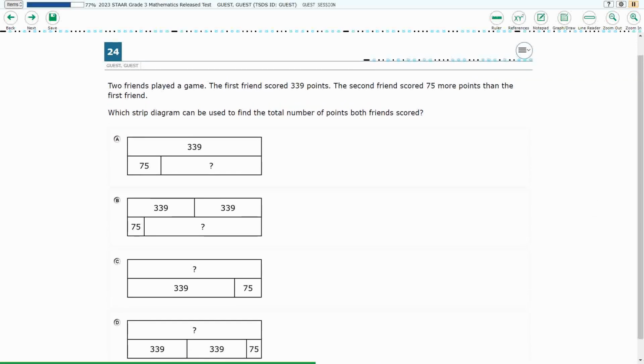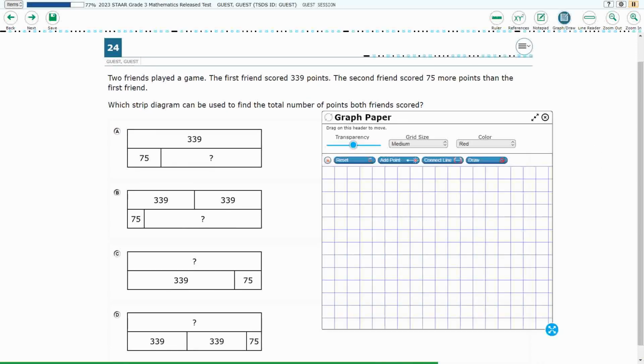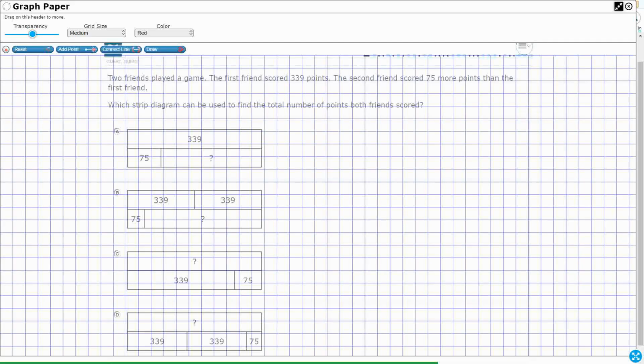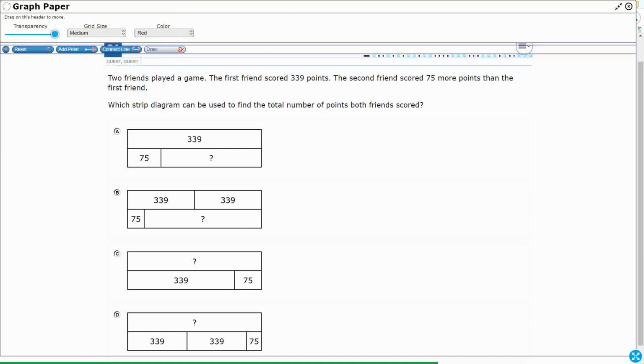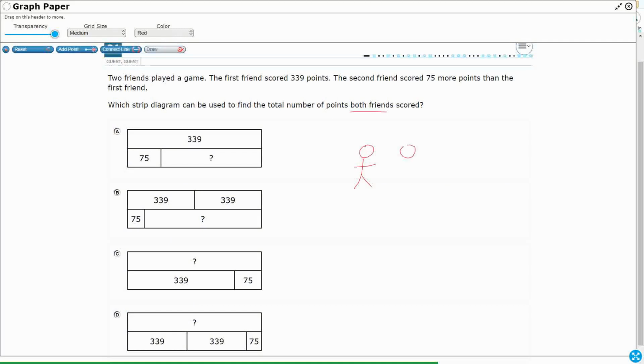All right, so we need a strip diagram here. And I'm looking for the total of both friends. All right, so both friends. So let's represent our friends. Okay, we've got a boy and we've got a girl. What do we know about them? The first friend, okay, so he scored 339. The second friend scored 75 more than the first friend, okay? So 75 more than the first friend.